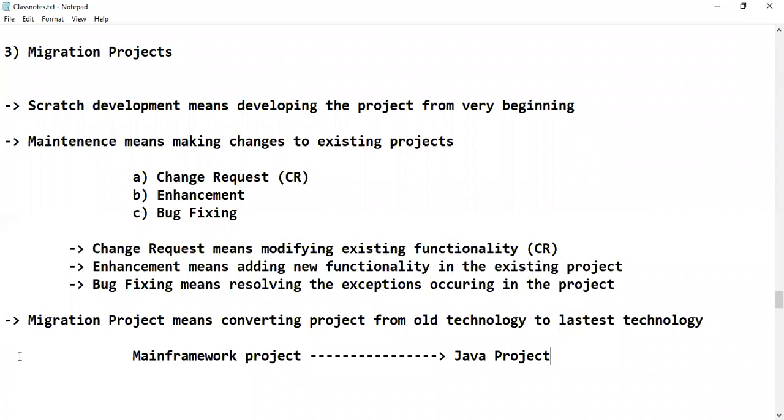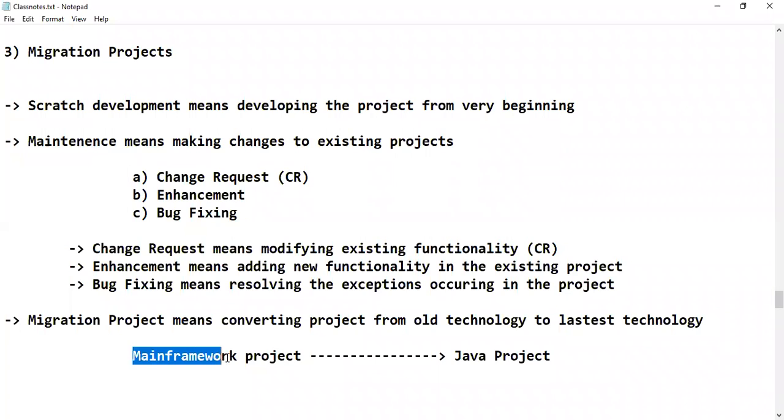So this is called migration. Migration means converting the project from one technology to another technology. Are you guys able to understand?